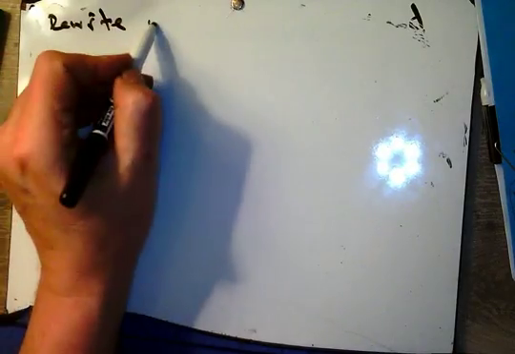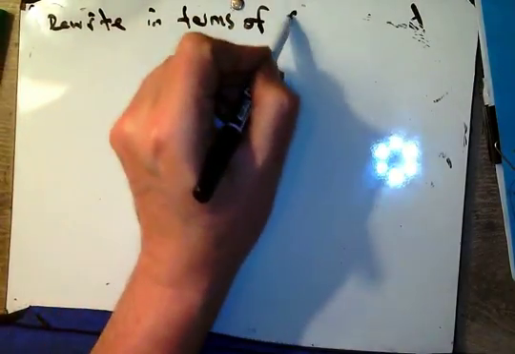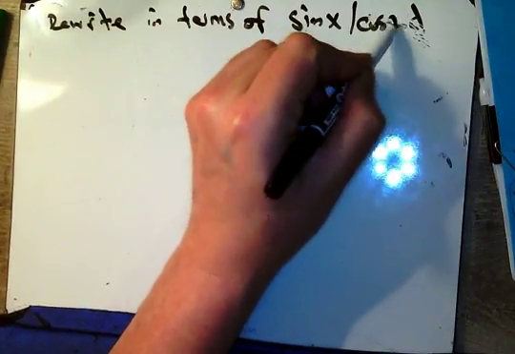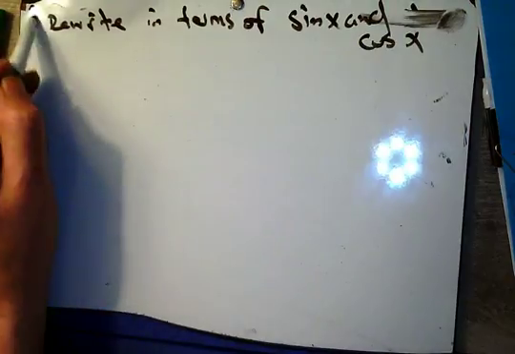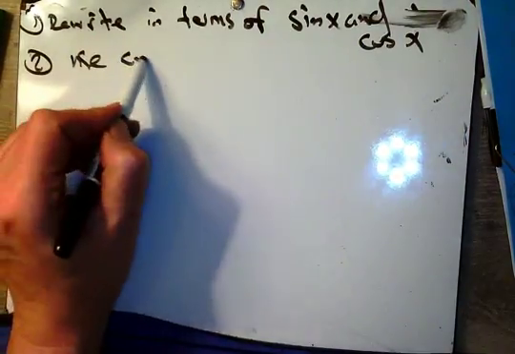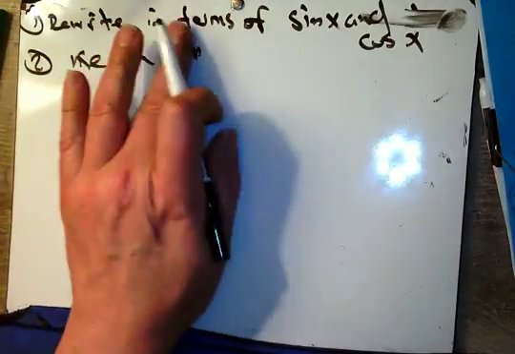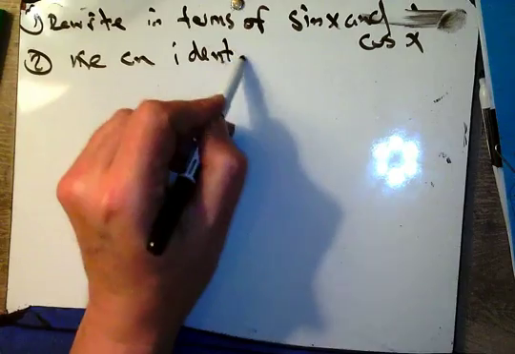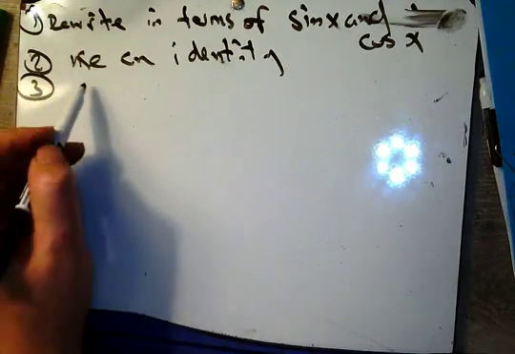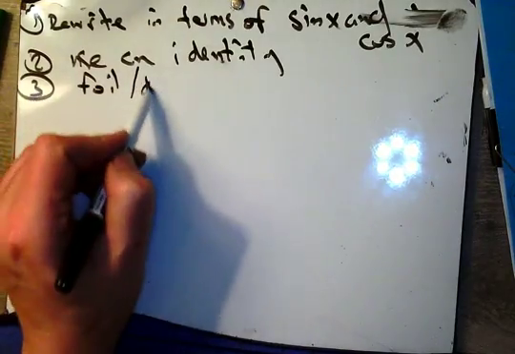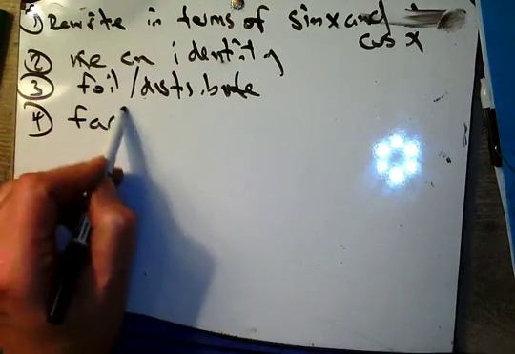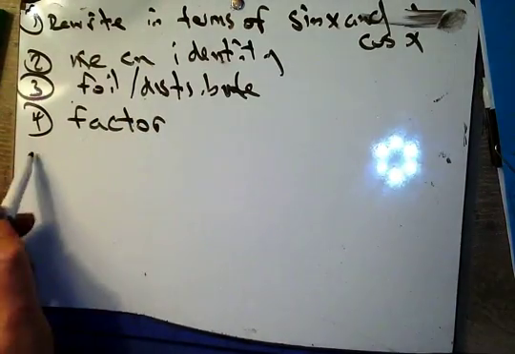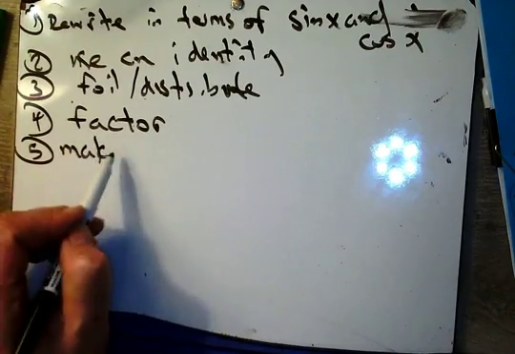Okay, strategies list. One, rewrite in terms of sine and cosine. Two, use an identity. Three was FOIL or distribute. Four, factor. That's the undoing of this one. Five, we said make a common denominator.